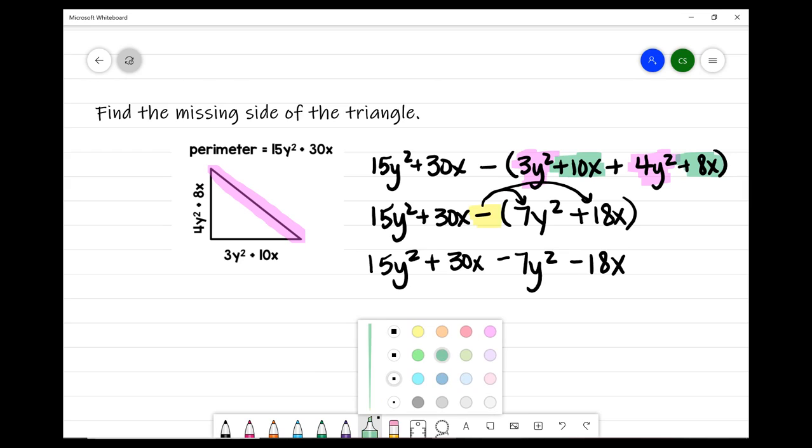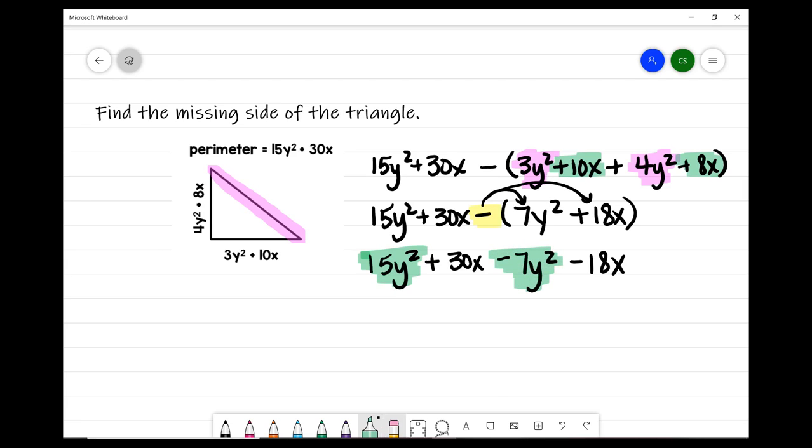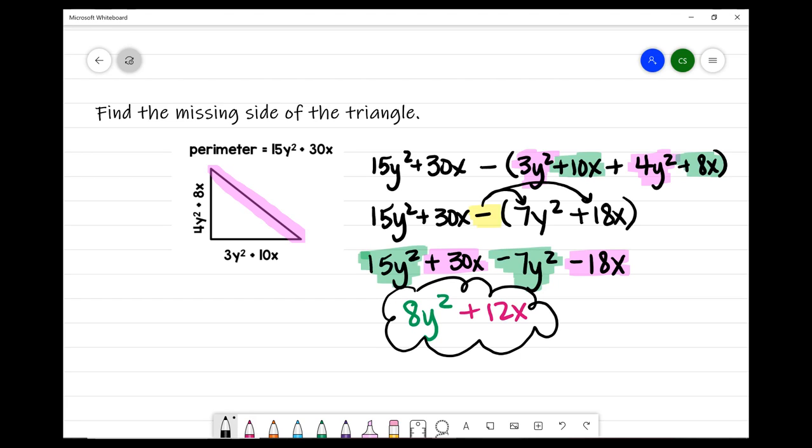Still got to combine my like terms again. 15y squared and a negative 7y squared. And a positive 30x and a negative 18x. So 15y squared minus a 7y squared gives me 8y squared. And a positive 30 minus 18 gives me a positive 12. So the missing side of this triangle is 8y squared plus 12x.